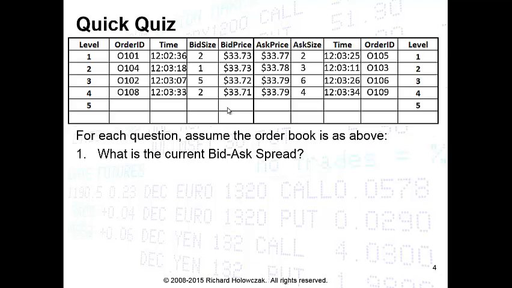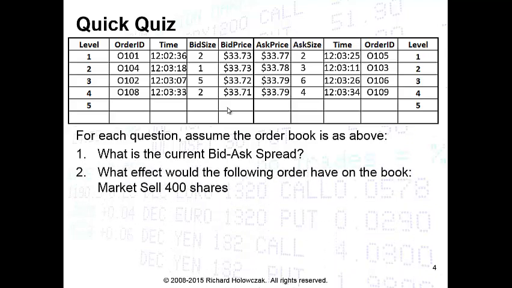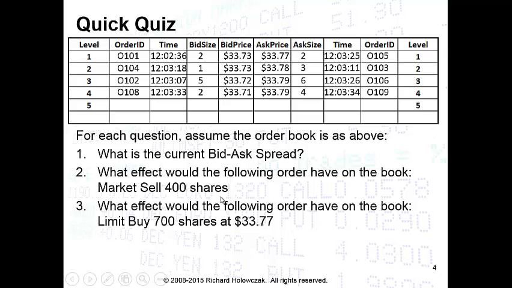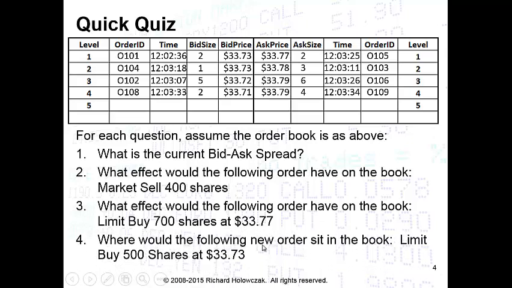So first off, what is the current bid-ask spread? What effect would the following order have on the book? A market sell order to sell 400 shares. What effect would the following order have on the book? A limit buy order of 700 shares at $33.77. And finally, where would the following new order sit in the book if it was a limit buy order for 500 shares at $33.75? And again, assume the book stays the same here for each question. So go ahead and pause the video, and when we come back, we'll go through some answers.